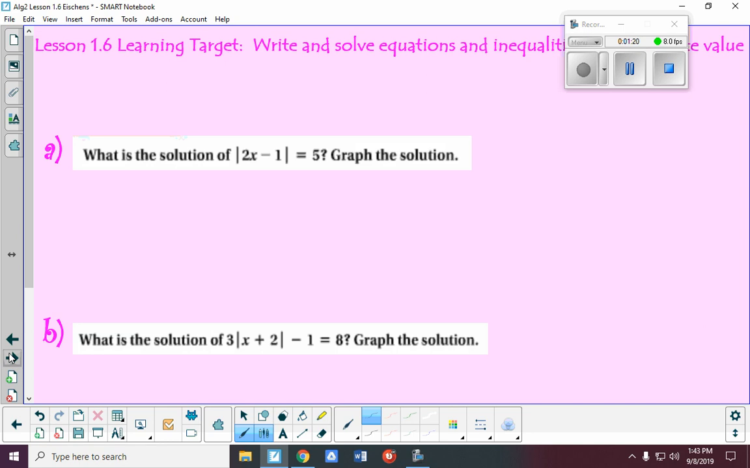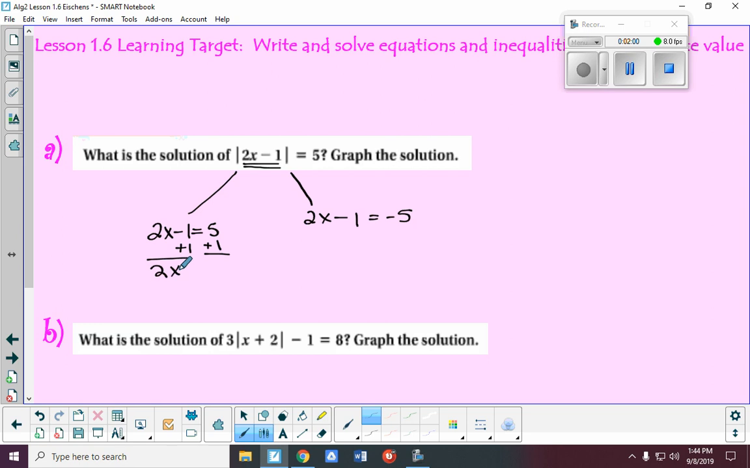So for this first problem, it says, what is the solution of |2x - 1| = 5? Graph the solution. So, like we said before, this value inside of the absolute value bars could either equal 5, or this value here could equal -5. So when I see the two lines used for absolute value, I think write two equations. So you take what's inside, and to find out what x would be, you set that equal to 5 and to -5, and then we solve both of those.